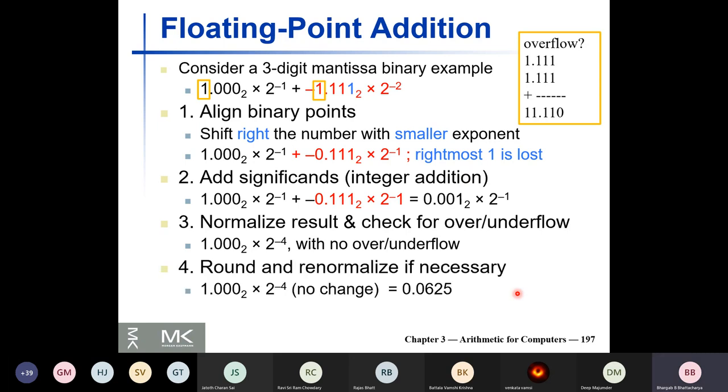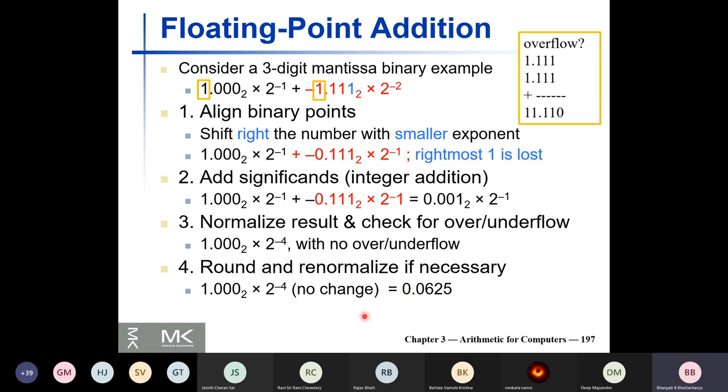Then we'll do some kind of rounding operation and renormalize if necessary. From this example, it is not clear how the rounding operation will be performed because we don't have any bits here, all bits are lost. So in this particular example, there will be no change, and this is the output we obtain from this arithmetic operation.